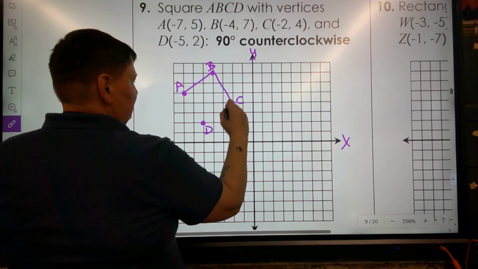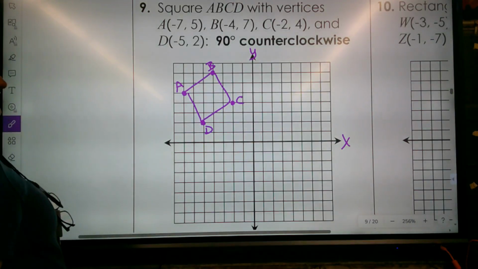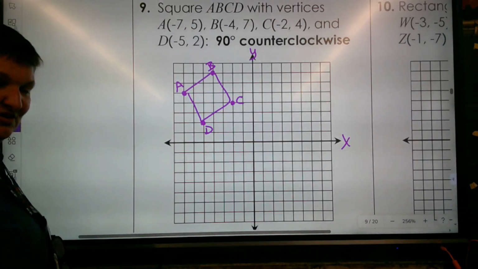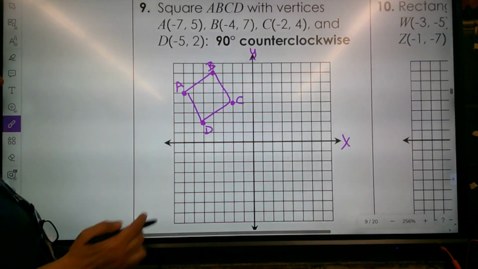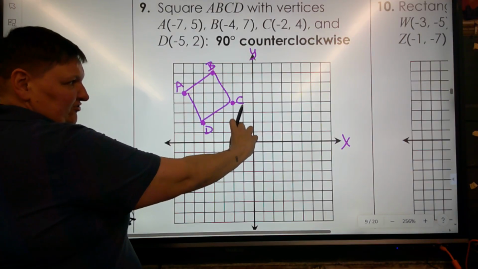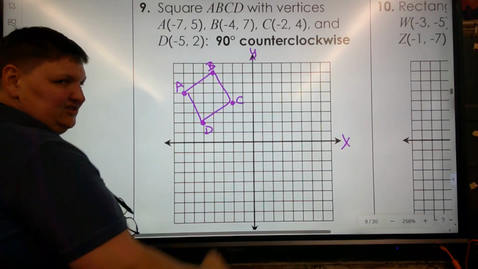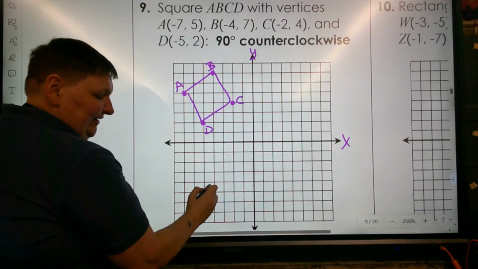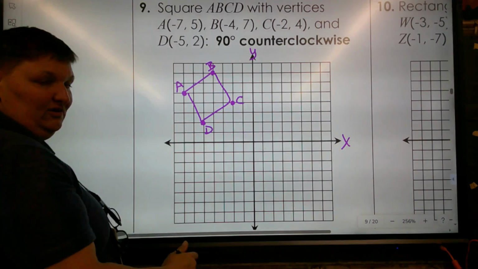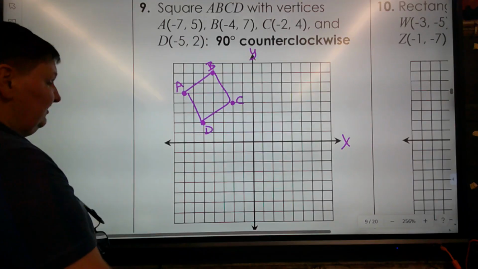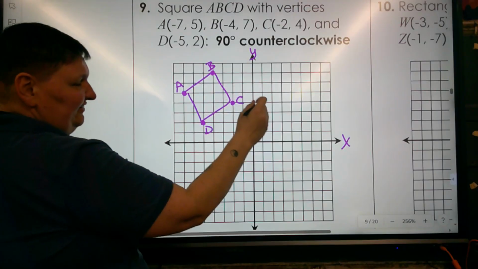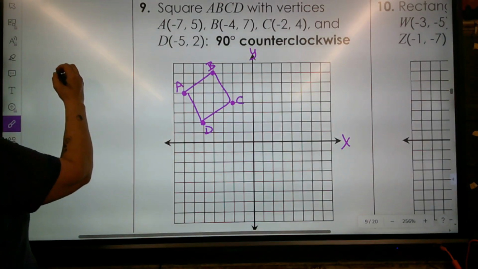A, B, C, D. Now think, at this point you should be able to predict where it's going to end up. You're going 90 degrees counterclockwise. You're going one quadrant. You're going one click to your left. You should end up down here, and it should be spun just a little bit, right? One click to the left. Let's find out. We're going to change our Y and then switch X and Y.